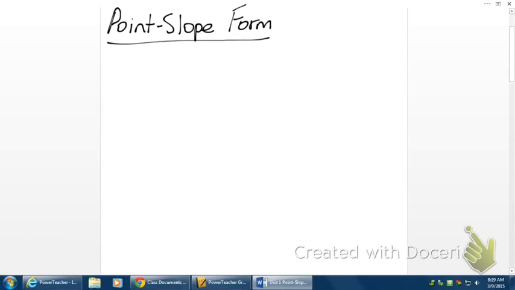First off, let's talk about what the form is. Okay, now it's expressed as y2 minus y1 is equal to the slope times x2 minus x1. Okay? So make sure you have that written down. That's how point slope form is expressed.